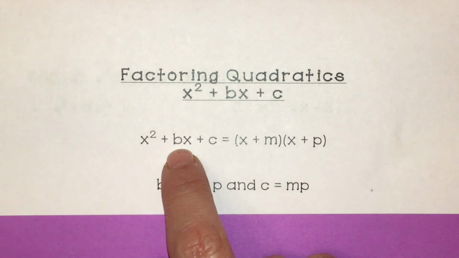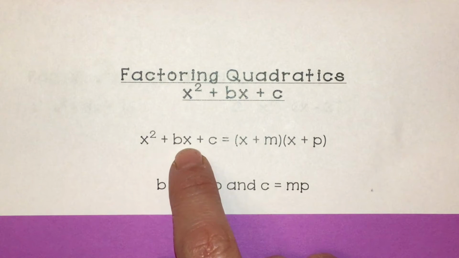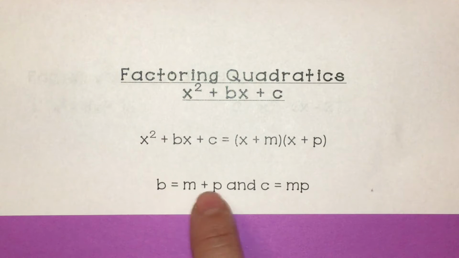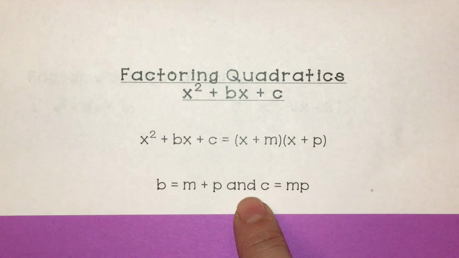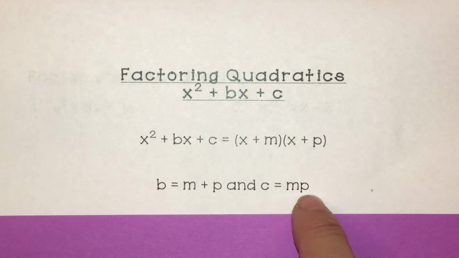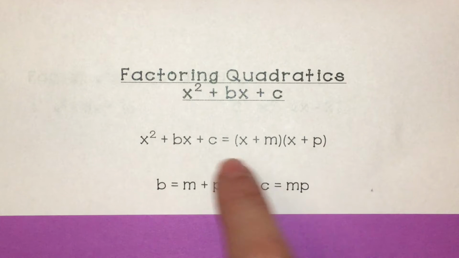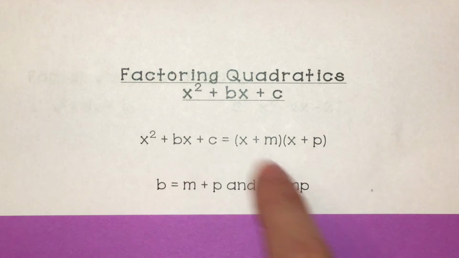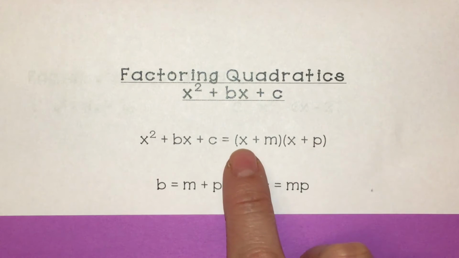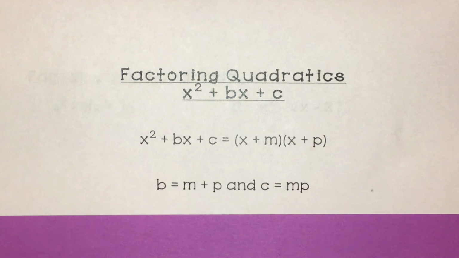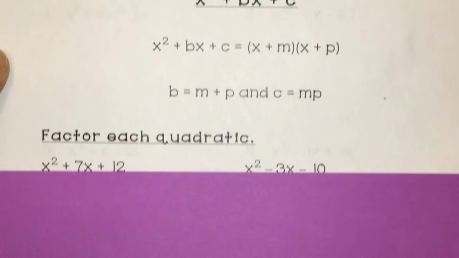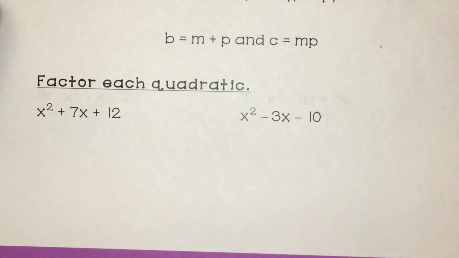we're going to look at the b, the number that's multiplied by x. We're going to find two numbers that add together to equal that b term. And we need to find the same two numbers that when multiplied together, they equal the c term. And those will be the values where we have x plus one of them and x plus the other one. Obviously, if one was negative, it would be minus in the parentheses. So let's get started. We're going to factor these.